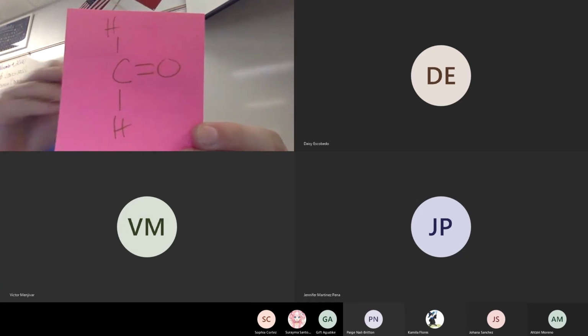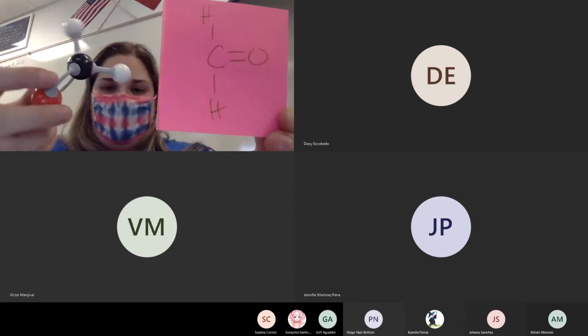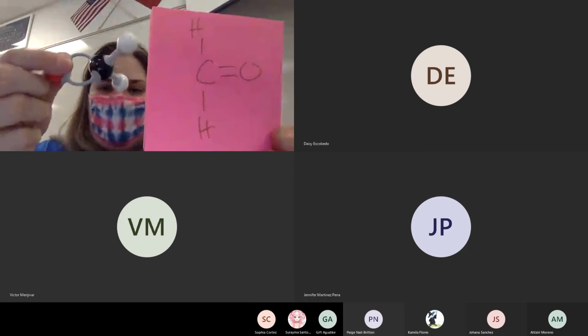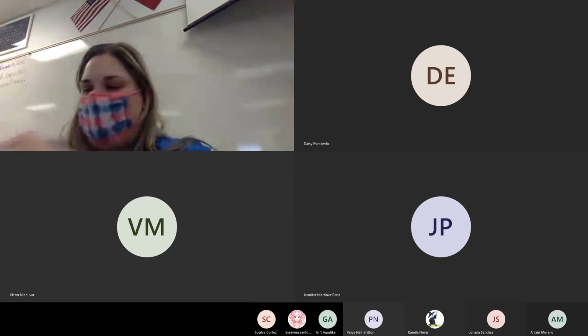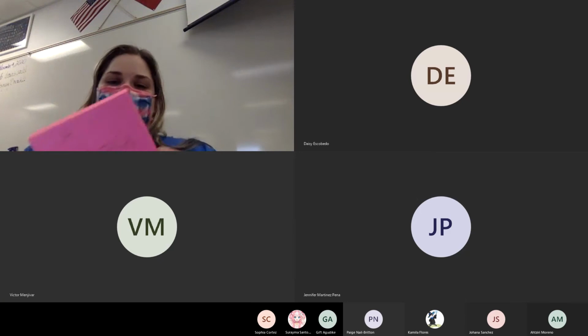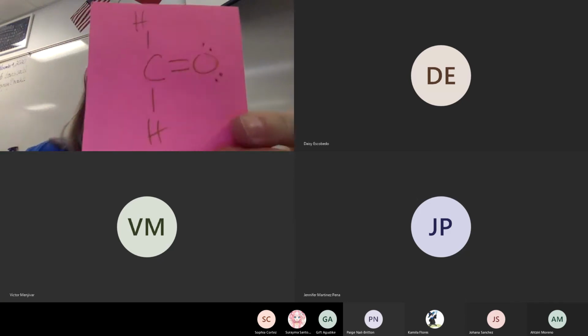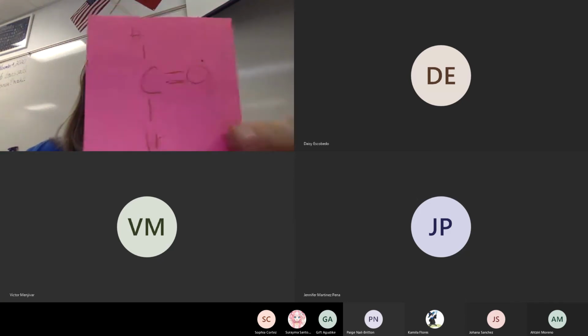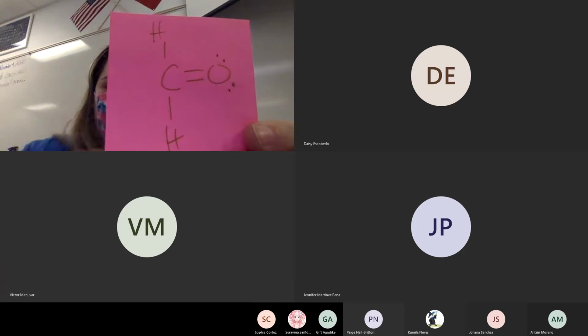There's a carbon in the middle. It's single bonded to 2 hydrogens, and it's double bonded to the oxygen. And I kind of left them off. The oxygen has lone pairs on it, but that doesn't change the shape. Lone pairs only change the shape if they're on the central atom. So this is the Lewis structure for this.